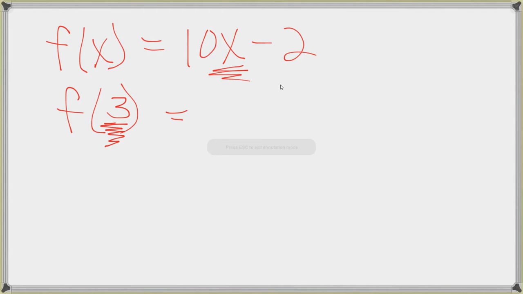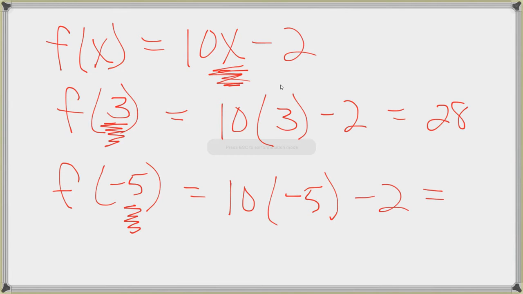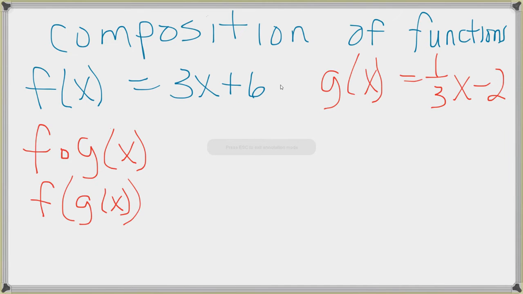Watch this. When we had f of x equals 10x minus 2, and we were asked to find f of 3, we took the 3 that was in parentheses. We plugged it in for the x in that function, which gave us 10 times 3 minus 2. 10 times 3 is 30. 30 minus 2 is 28. Or we might have been asked f of negative 5. And we take whatever is in parentheses, and replace the x with it. So 10 times negative 5 minus 2, negative 50, negative 52. Okay, so you already know to take what's in parentheses and replace the x with it.